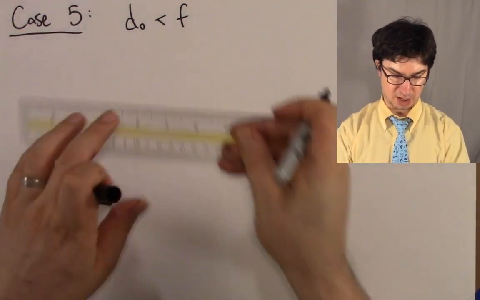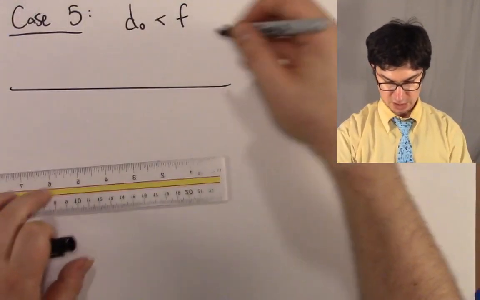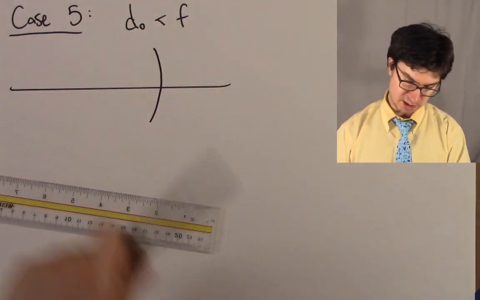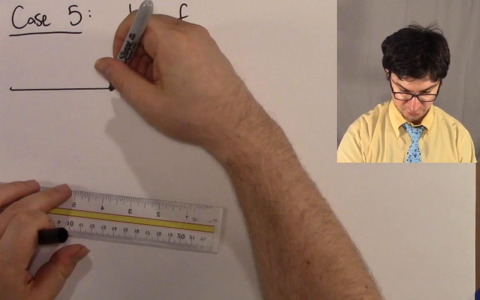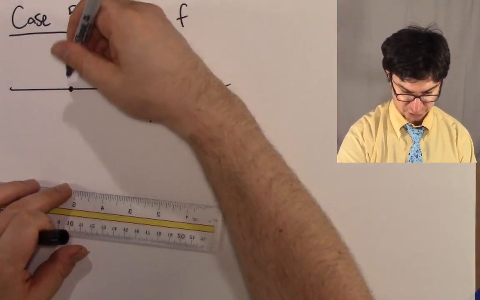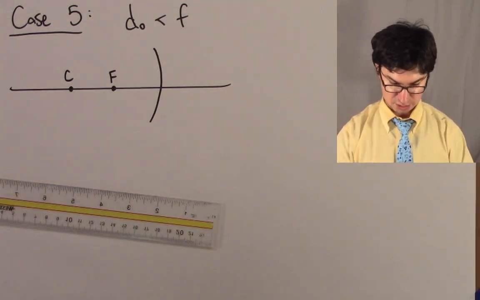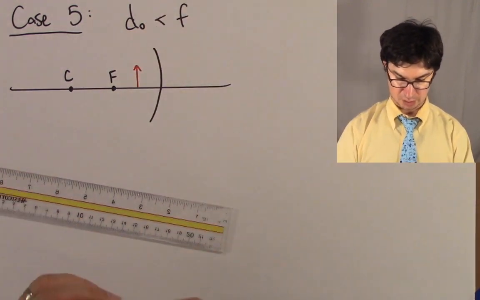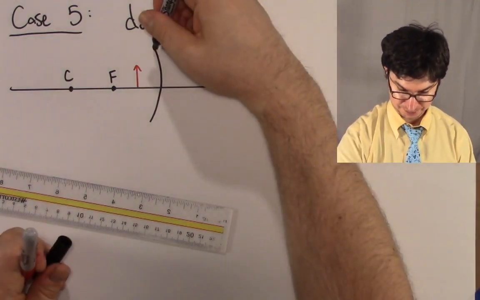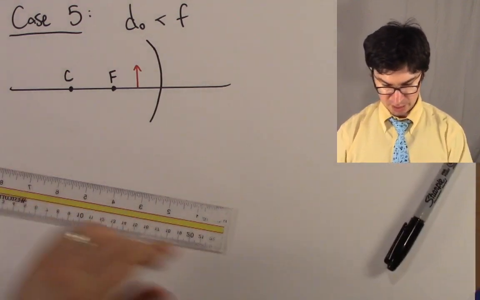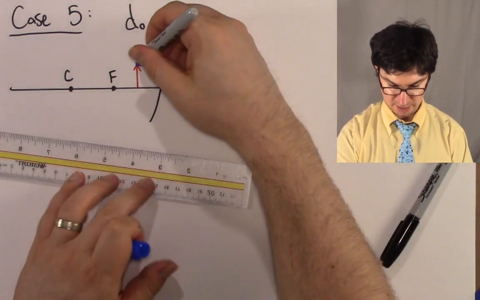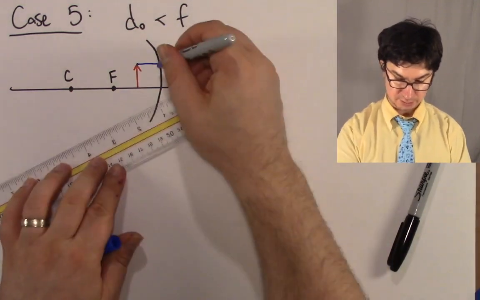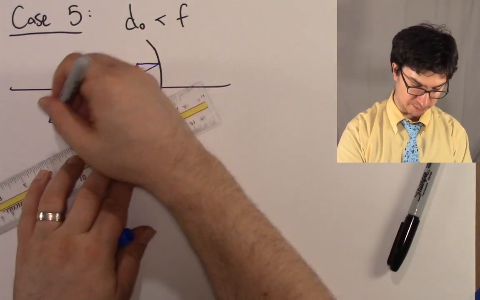So let's once again draw our principal axis, and we're going to sketch our mirror like that. It's okay. Let's draw, of course, our focal point F, our center of curvature C, and we're now going to put an object closer to the mirror than the focal point. So our object, let's say, will go here. Okay? This is going to be very interesting. So, let's go ahead and draw our P ray. So again, the P ray is going to aim parallel, and it's going to reflect through the focus. So here is our P ray.